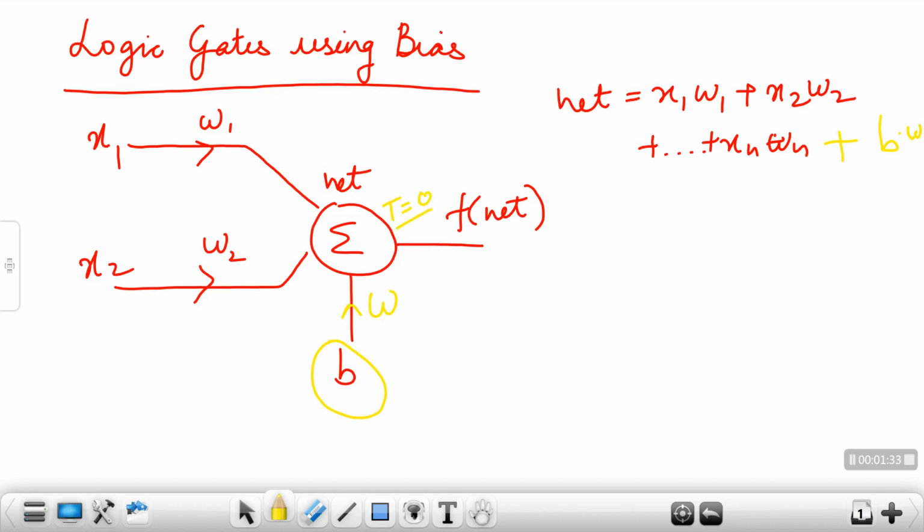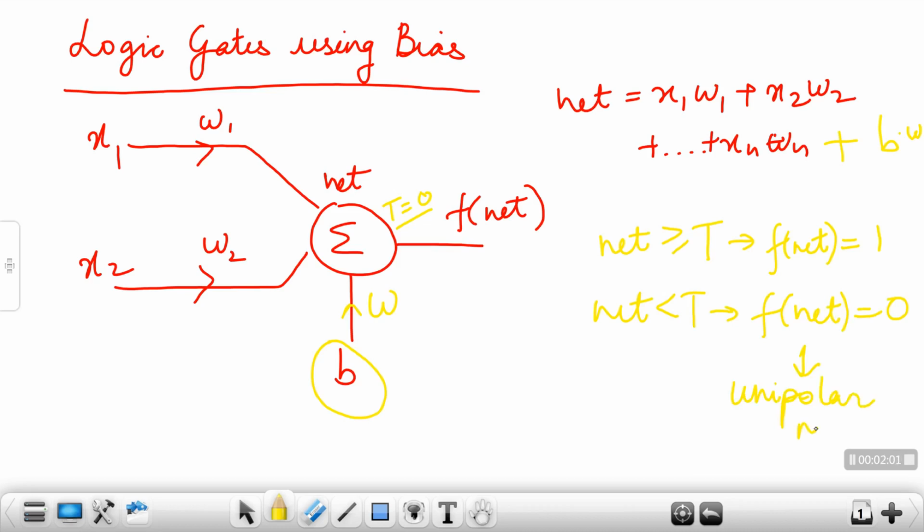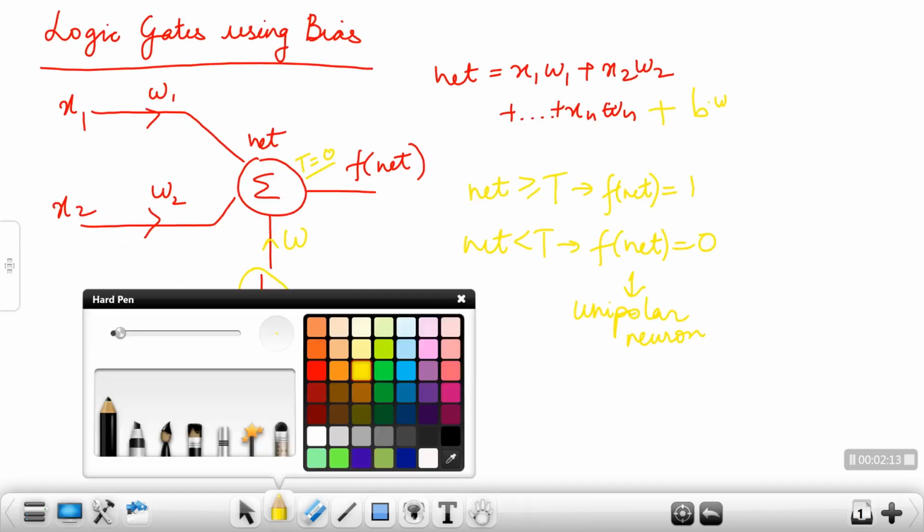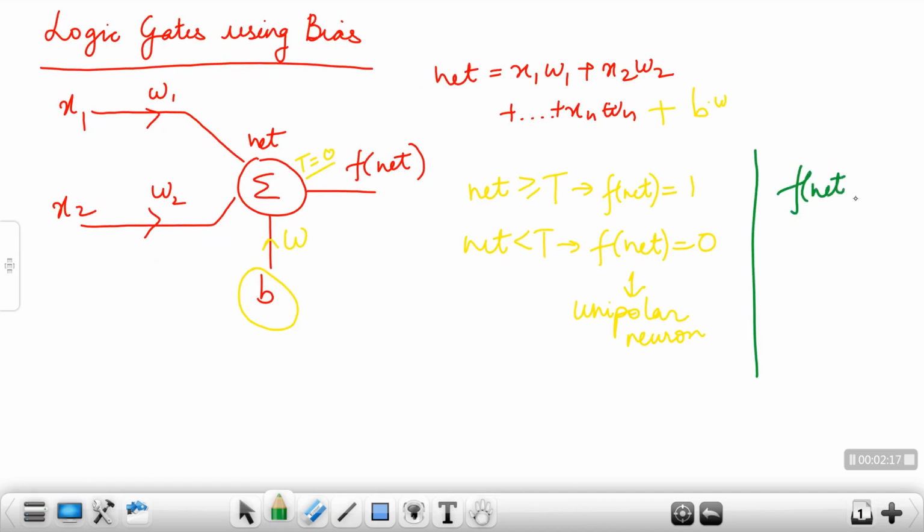When threshold is fixed, we have to check whether net is greater than or equal to threshold. If net is greater than or equal to threshold, which is 0, then f of net will be 1, and if net is less than threshold, then f of net will be equal to 0, if it is a unipolar neuron. If it is a bipolar neuron, then f of net will be equal to +1 for net greater than or equal to t, and if net is less than t, then f of net will be equal to -1. This is for bipolar neuron.